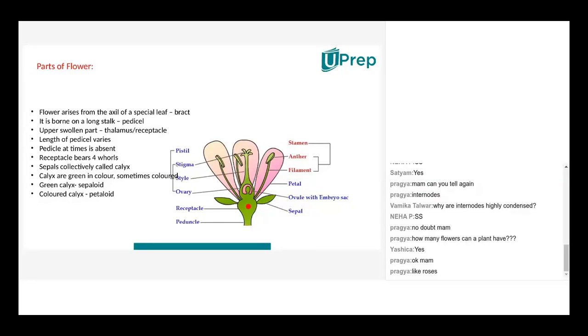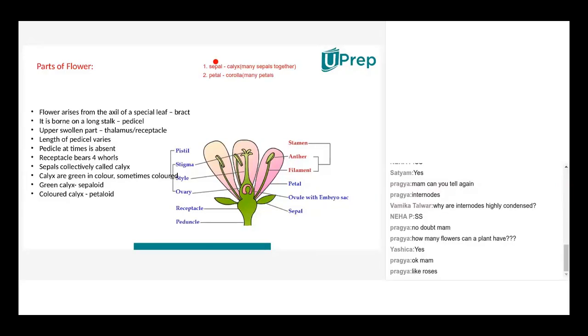All right, now sepals are always green in color. The first portion, the outermost portion, is called sepal. Many sepals together are known as the calyx. Now, the second whorl, as I said, is the petal. Many petals together are known as the corolla.